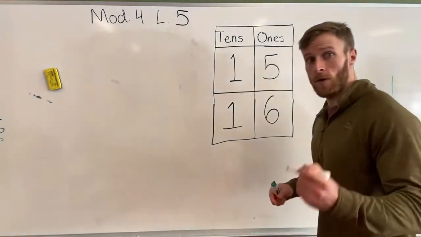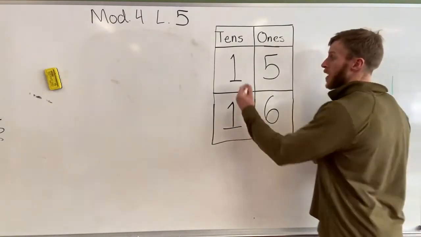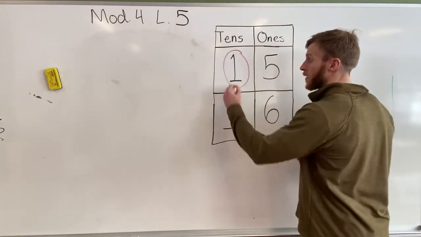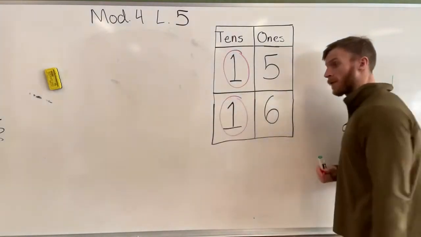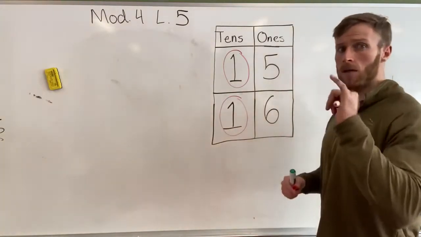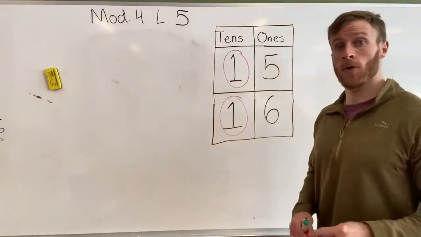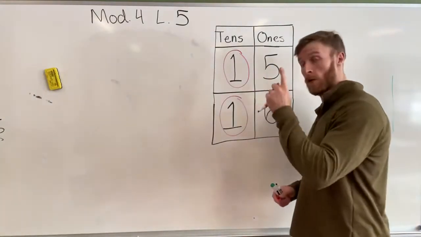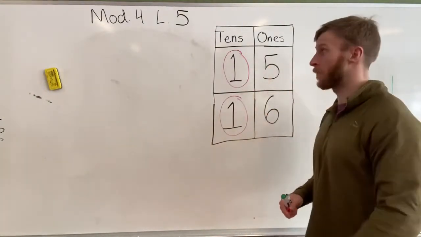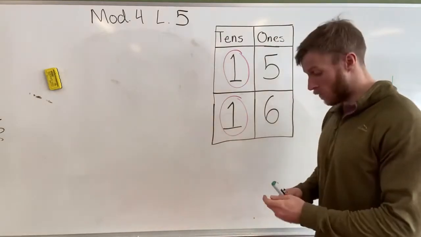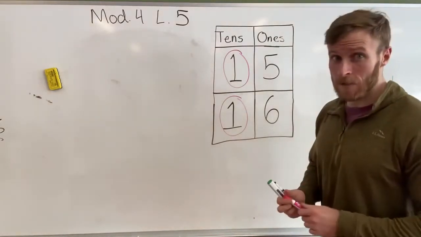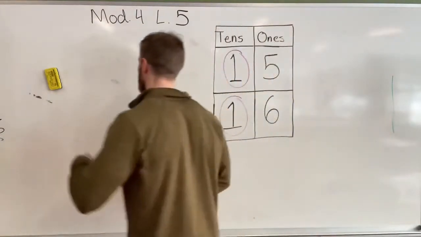Did anyone notice that both numbers have 1 in the tens place? Anyone notice that? If you did, awesome job. They both have a 1 in the tens place, meaning they are both made up of one full group of 10. Now, what is different about these two numbers?